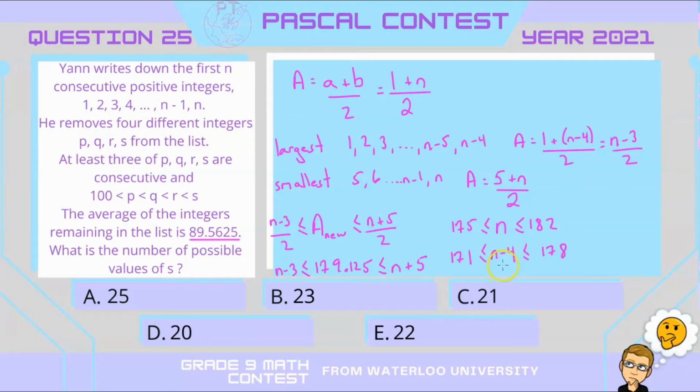Now remember, in our first slide there, we determined n minus 4 must be divisible by 16. Well, there's only one number that's in between these two values that's divisible by 16, and that is 176. So n minus 4 must be equal to 176, or n is 180. So we've just determined that in the original set, we had the integers 1, 2, 3, all the way up to 180. So there's our second piece of information that we're going to need.